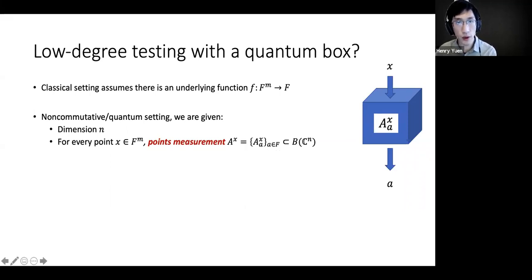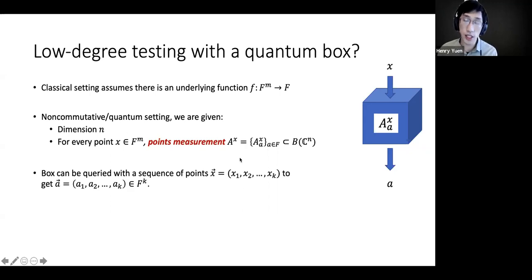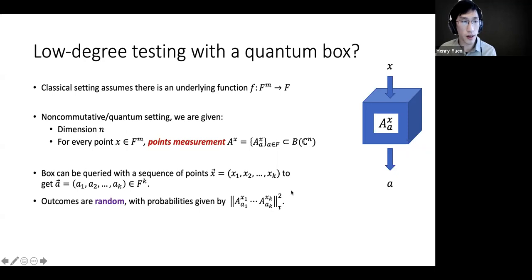Okay, so that's what's going inside this box. We can also query the box with a sequence of points, x1 up to xk, and we get a sequence of values a1 up to ak in this finite field out. And these outcomes are random, and the probabilities are given by this norm. Okay, so that's the setup.